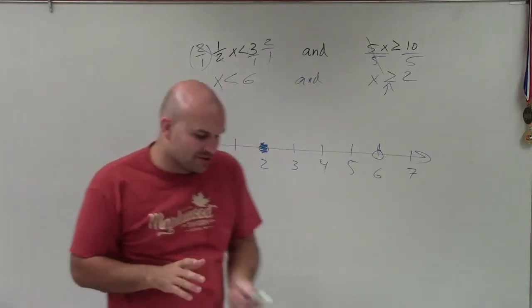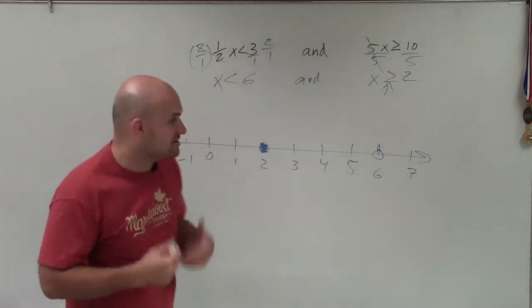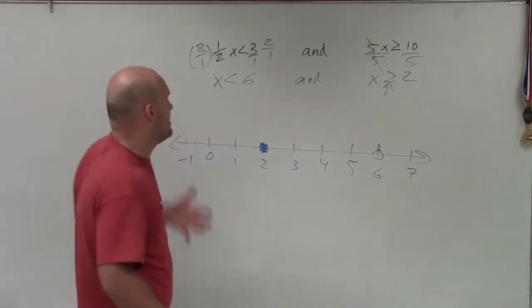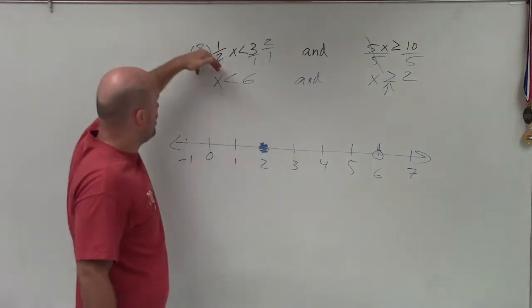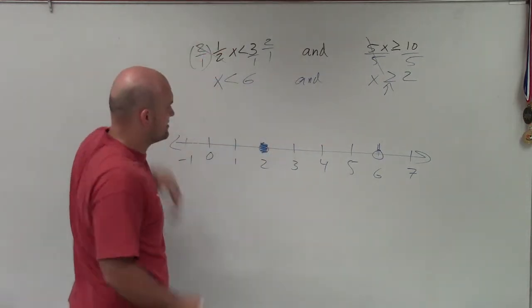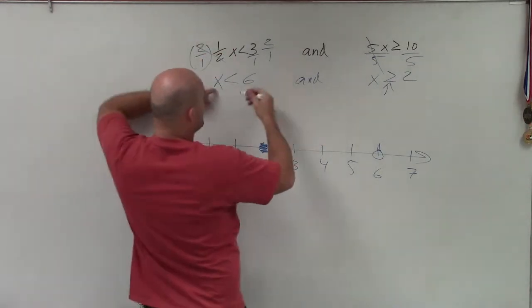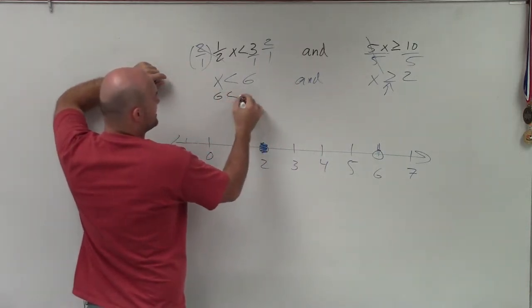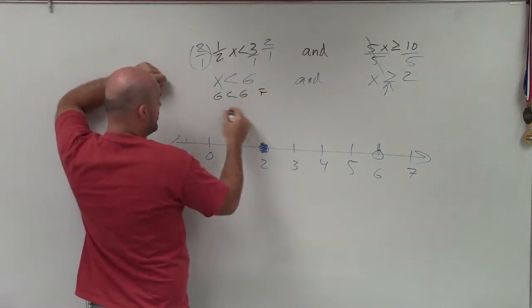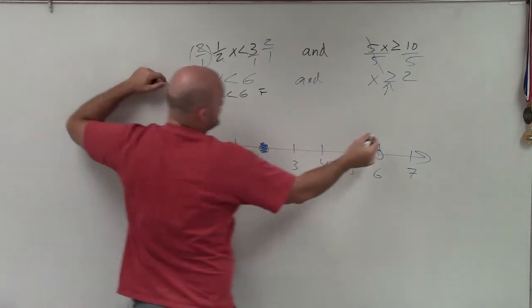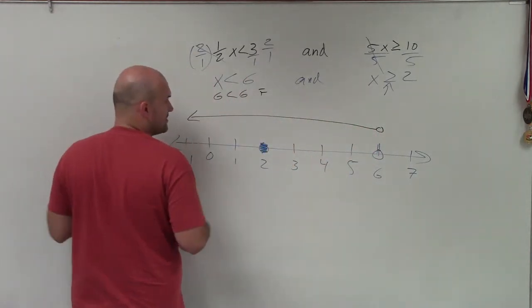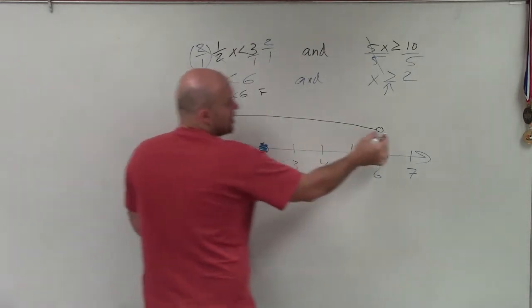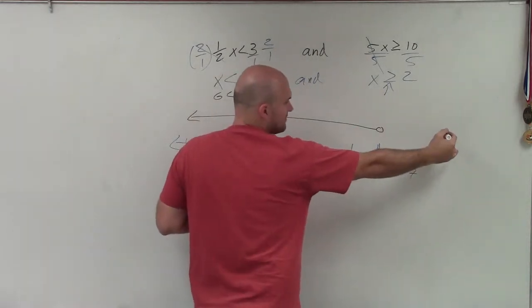Now the next thing is I'm going to show you how to do it without using test points. I'm just going to read it out loud, and let's think about it. All the solutions that make this true are all the numbers that are less than 6. Can it equal 6? Is 6 less than 6? No. Is 5, 4, 3? Yes. So it's going to be all solutions that are less than 6. Is 7 less than 6? No. So any numbers to the right of this are going to be false.